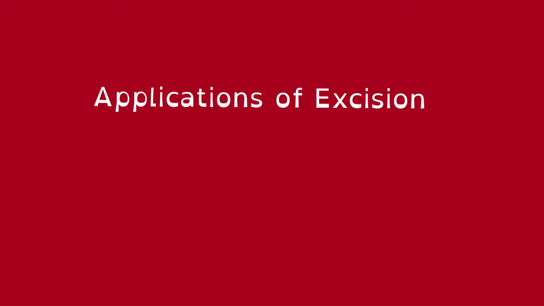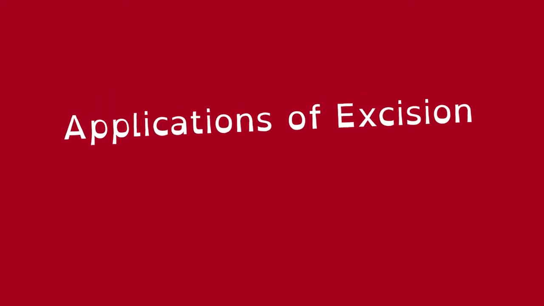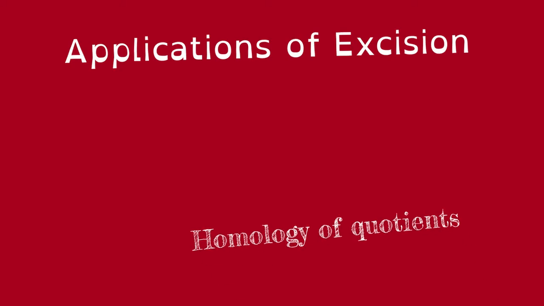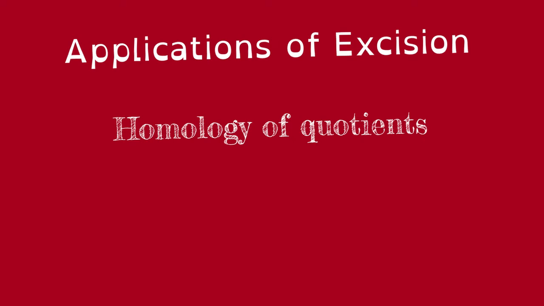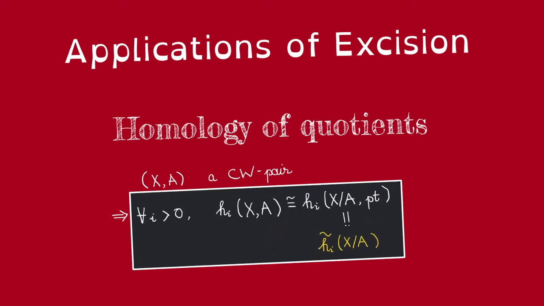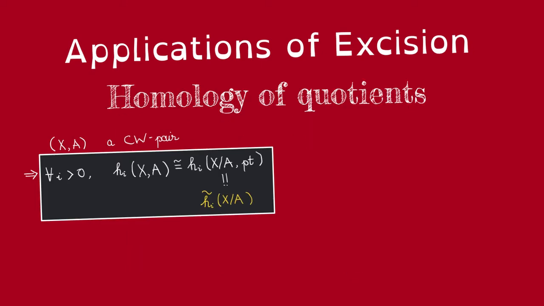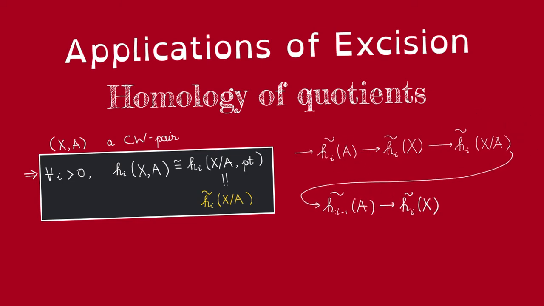In what follows, we're gonna look at some applications of excision. The first important application is for computing homology of quotient. The following theorem allows us to relate the relative homology of a pair with the absolute homology of a quotient if we pass through reduced homology. And that is a benefit of using reduced homology. Using reduced homology, we will actually get a long exact sequence for computing homology of quotients. This long exact sequence is obtained from the long exact sequence for relative homology by applying this theorem.